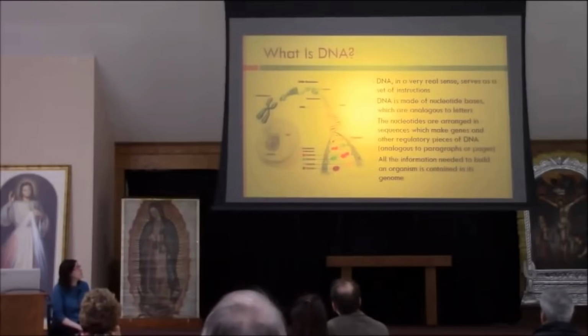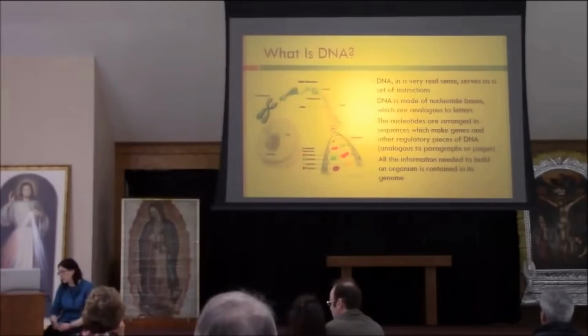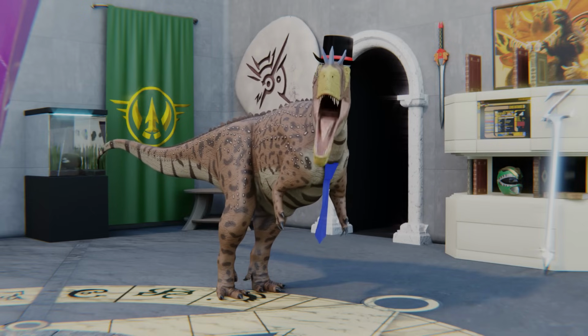chapters even. In our information... here, needed to build an organism is contained in the genome, and so we can think of that as the book that we would be using as an instruction manual to build you. There's a big problem with this, though. Most base pairs are not in genes.